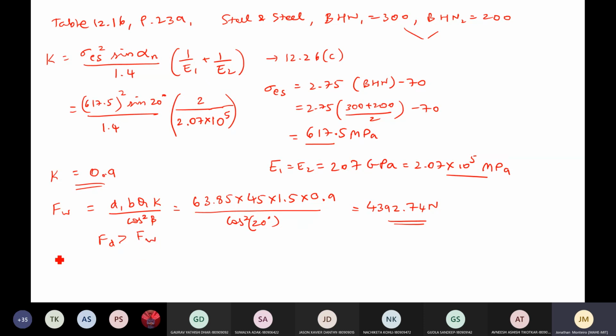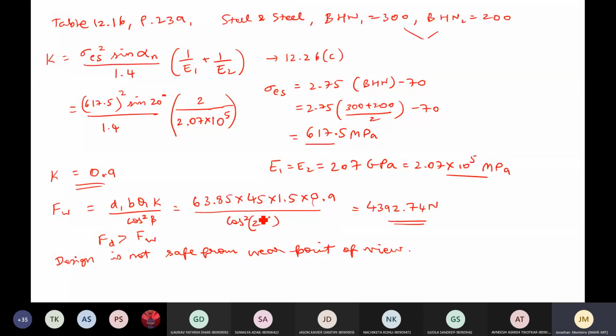So you can write, design is not safe from wear point of view. You need to assign a new value. There are other things we cannot change, you have already set them. So you have to change this K value.